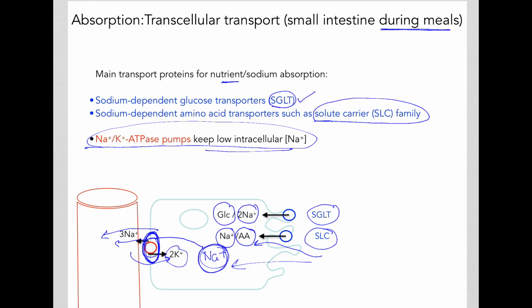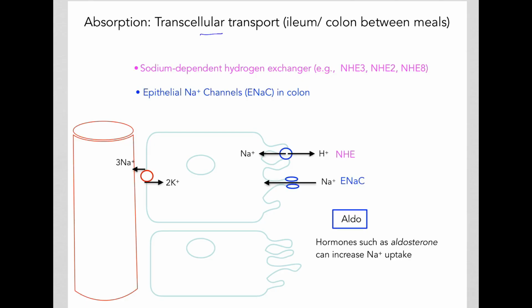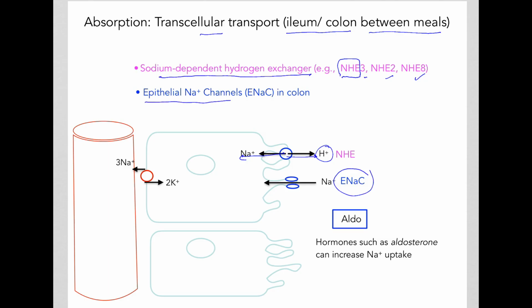Now, another transcellular transport, which is often seen between meals and happens mostly in the ileum as well as the colon, involves two transport proteins. One is the sodium-dependent hydrogen exchanger, which brings in sodium and kicks out protons. These are NHE, sodium-hydrogen exchangers, such as NHE3, NHE2, NHE8. The other protein is the ENaC, epithelial sodium channels.